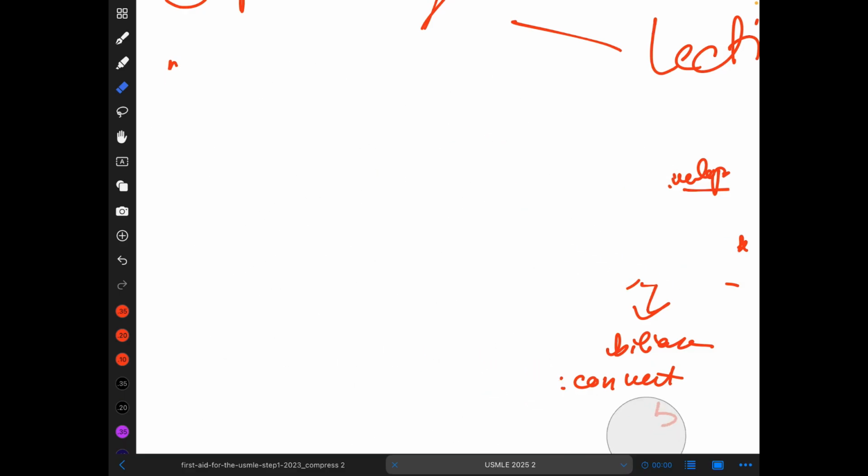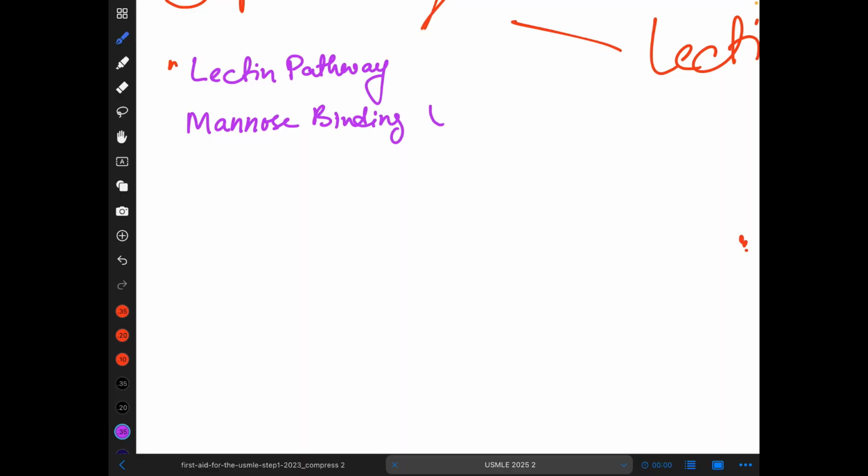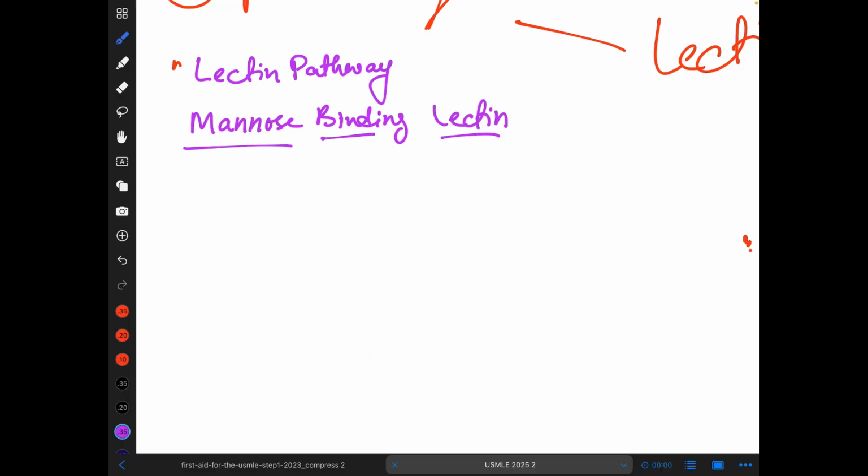Now we are going to move to our next pathway, and the next pathway is the lectin pathway. The lectin pathway is simply the mannose binding lectin. Mannose is present in most of our microorganisms, and this mannose binding lectin is produced by the liver, and from the liver it goes to blood and tissues.